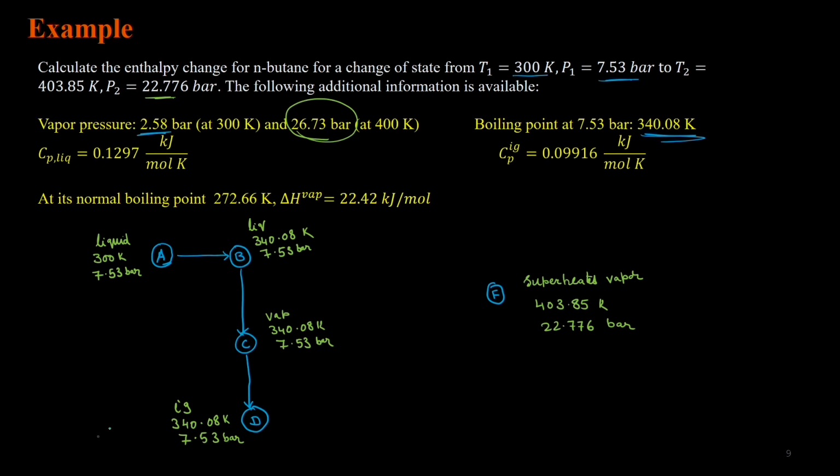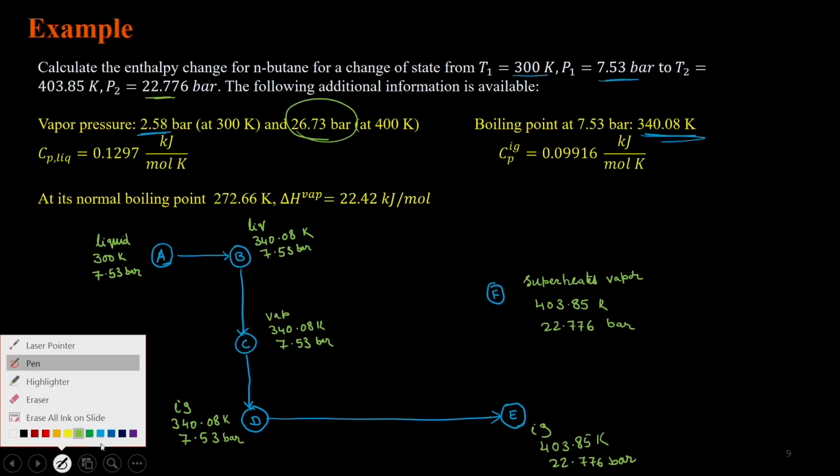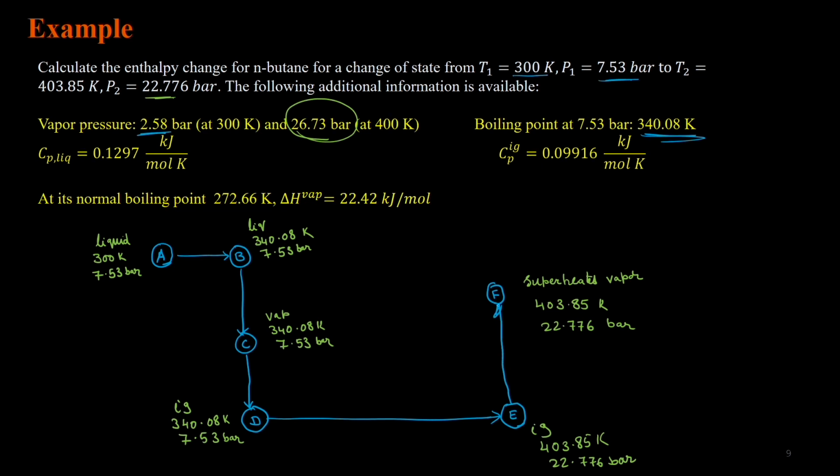Once I'm in an ideal gas state, I'm going to change the temperature and take it to its final temperature. Still in the ideal gas state, but at the final temperature: ideal gas, 403.85 Kelvin and 22.776 bar. I've actually taken it to the final temperature as well as the final pressure. And finally, from this state, I will take it to a real gas state or superheated vapor for that particular species F. So these are the series of steps I will use to go from state A to state F.